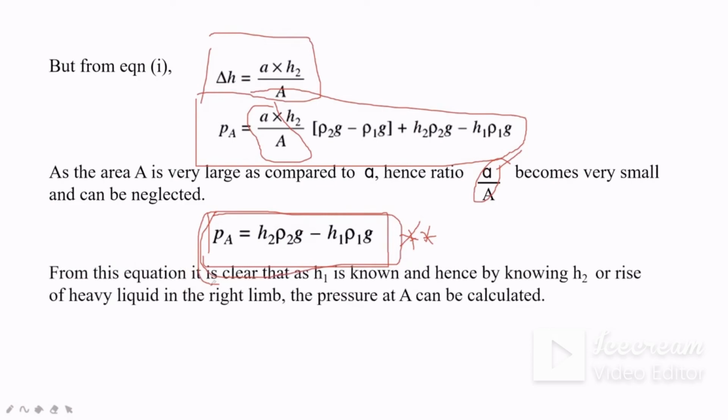See, from this equation it is clear that H1 is known, and hence for H2 we have to do some mathematics, the rise of heavy liquid in the right limb. Then the pressure at A can be calculated by using this simple formula, that is H2 rho 2 g minus H1 rho 1 g is equal to the pressure at A.